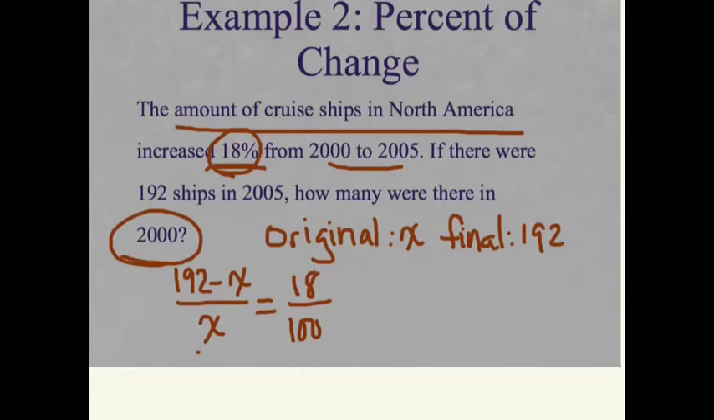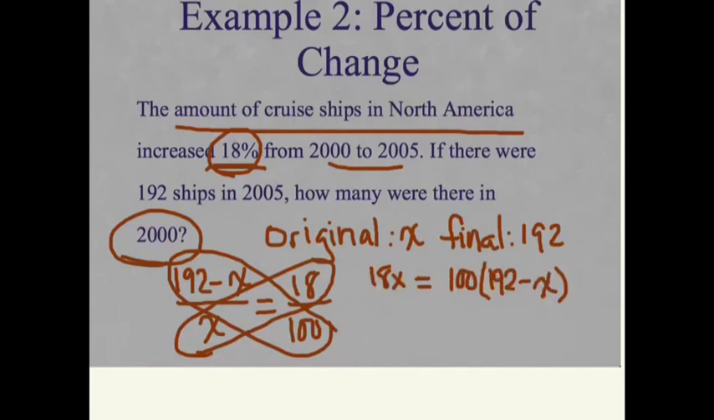So now I have this problem, this proportion that I know how to solve. I'm going to cross multiply and proceed as usual. First, I have 18x is equal to 100 times the quantity of 192 minus x. Those parentheses are necessary. Now I'm going to do my distributive property and get 19,200 minus 100x. And then I'm going to do a little bit of solving. Adding 100x to both sides leaves me with 118x is equal to 19,200.